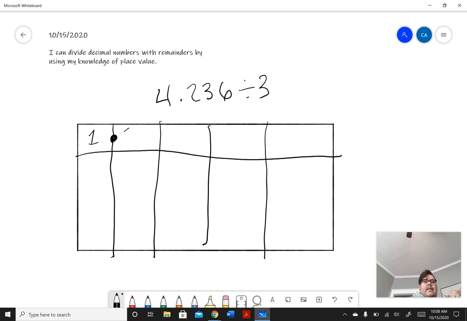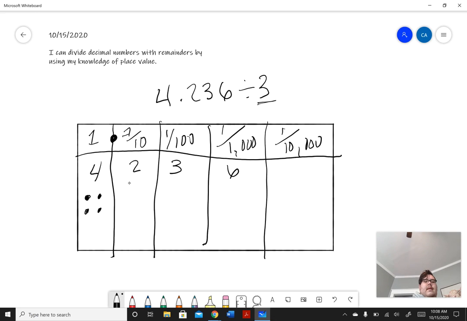Ones, tenths, hundredths, thousandths. Let's just put in a 10,000ths. Okay, and we have the number 4 and 236 thousandths, and we're dividing it by 3. Remember we're going to be using discs to help us out. So we have 4 discs, 2 discs, 3 discs, and 6 discs.